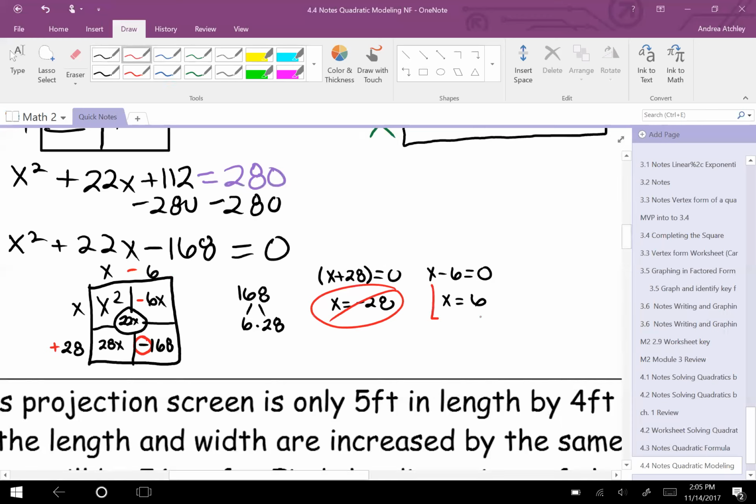So my answer is this. This is not an increase. So we don't use that one. Okay, so we have to analyze our answers too at the end. Any questions over that? Okay, let's do the next one.